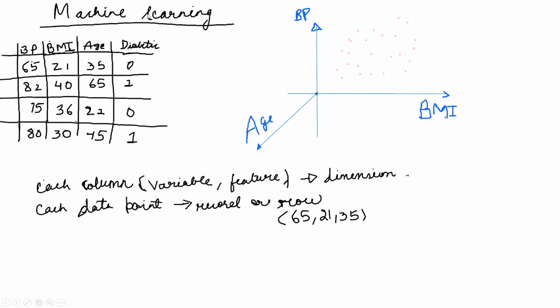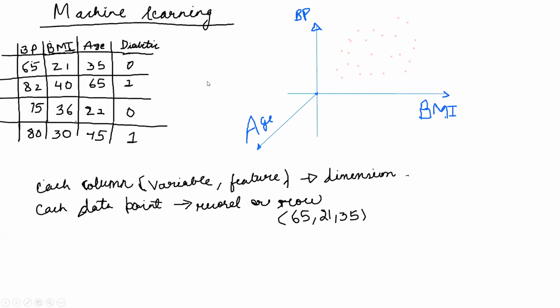This is how machine learning sees the data. It considers each column as a dimension and each data point as the value. Let's say BP is the x-axis, and the other features are the y-axis and z-axis. So 65, 21, and 35 will be the coordinates of this particular row or data point. Please remember, guys, this is very important to visualize the data.